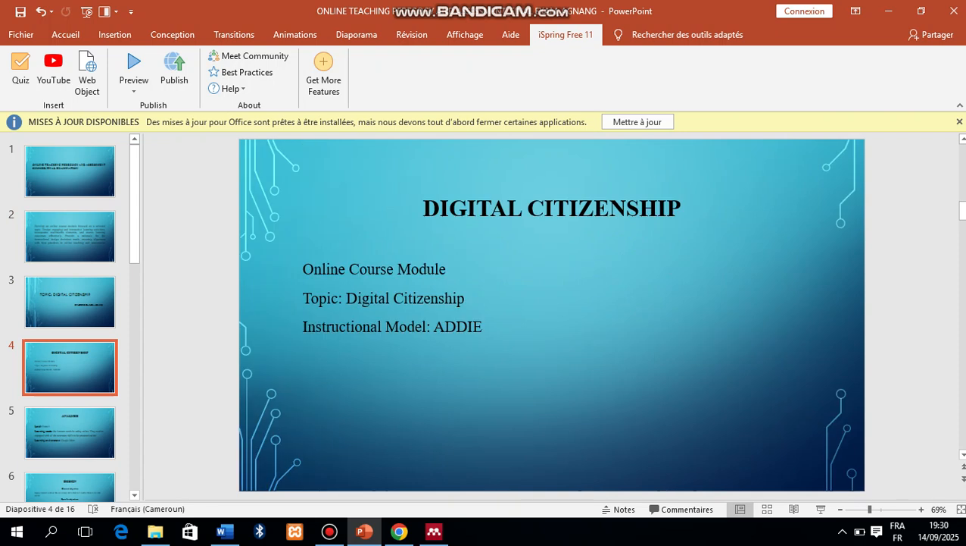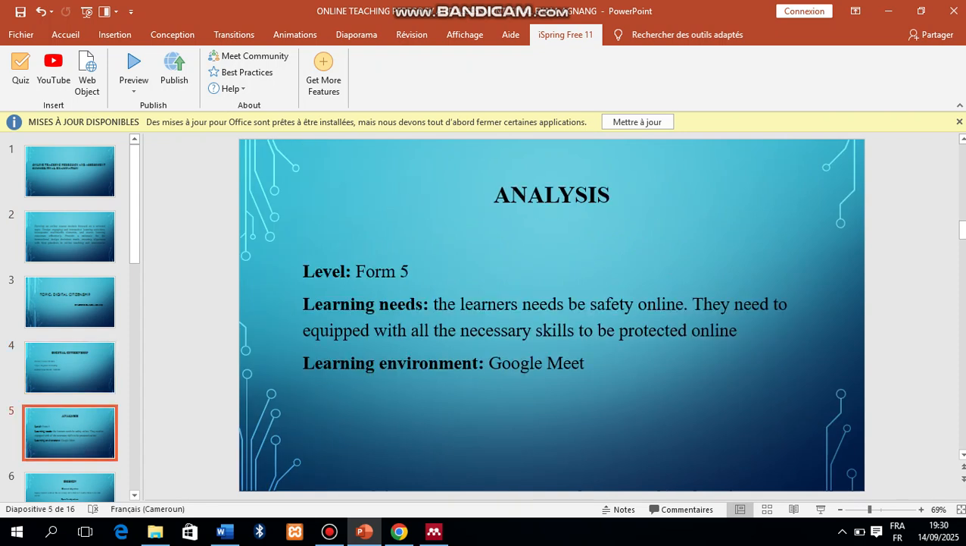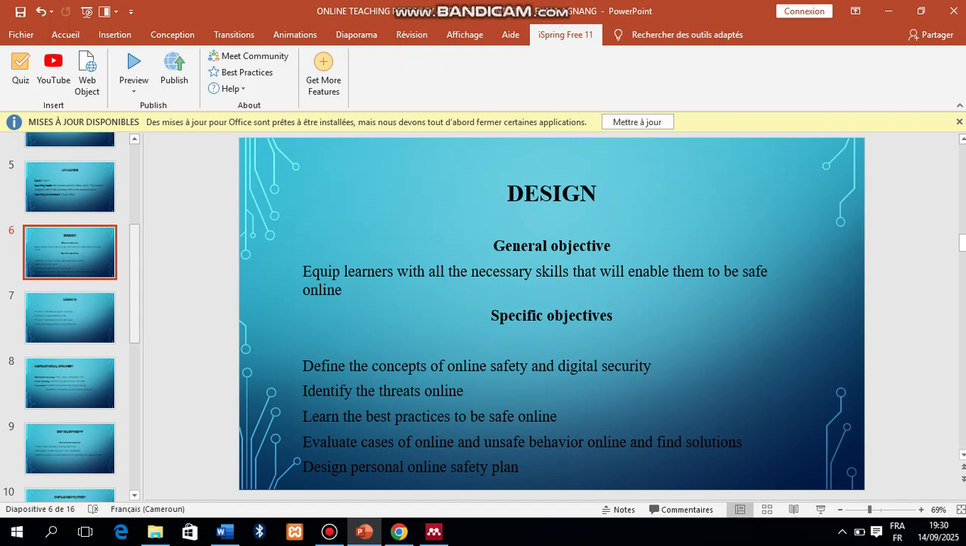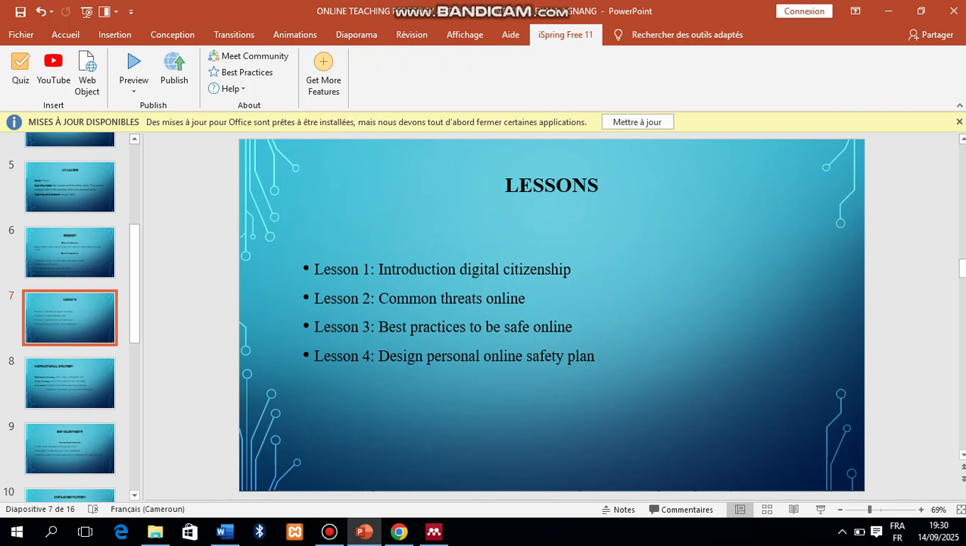The lesson, we are going to use the ADDIE model. The lesson is directed for the Form 5 students. Here are the learning needs. Here is the learning environment. And here are the learning objectives. We have a general objective to equip learners with all the necessary skills that will enable them to be safe online. Here are the specific objectives, and here are the 4 lessons: introduction to digital citizenship, common threats online, best practice to be safe online, design a personal safety plan online.